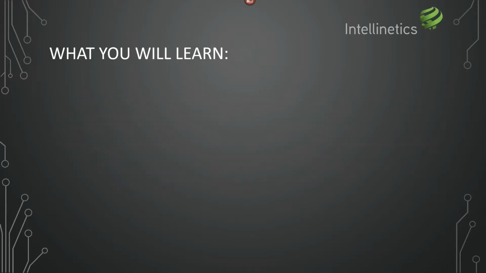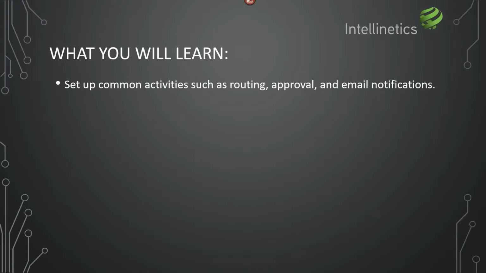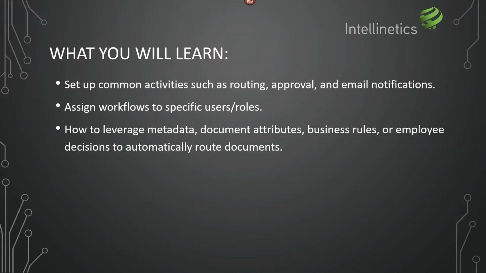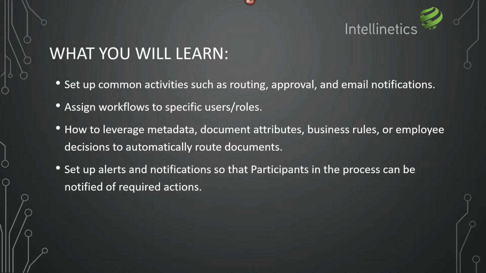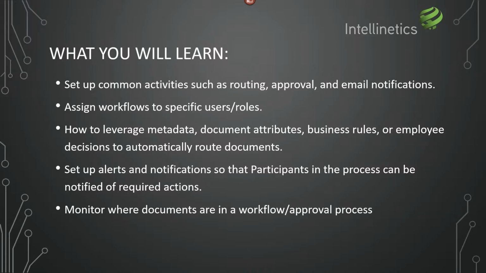Today, some of the things we are going to learn about the Activity Center is how to set up some common activities such as routing, approval, and email notifications, assign workflows to specific users and roles, how to leverage metadata, document attributes, business rules, or employee decisions to automatically route documents, set up alerts and notifications so that participants in the process can be notified of the required actions, and monitor where documents are in a workflow approval process.